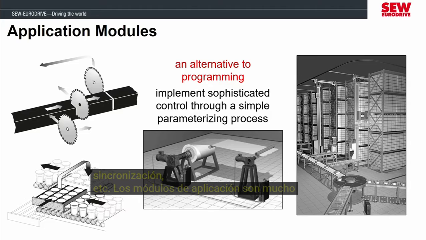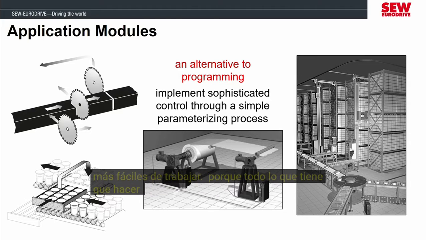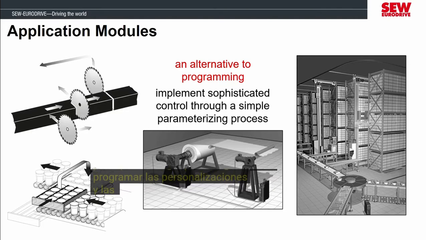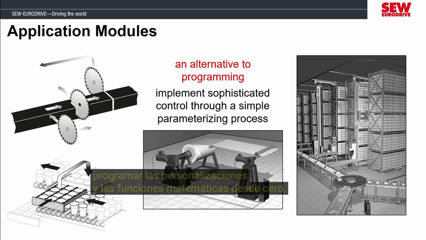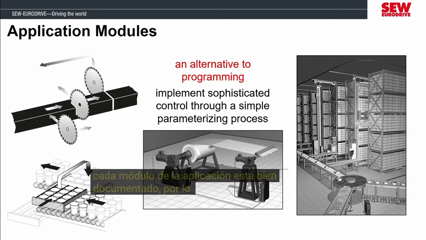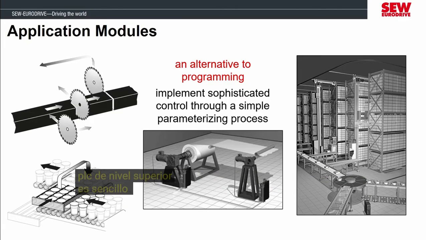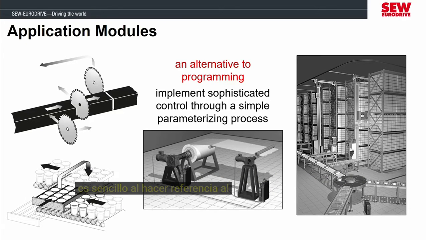The application modules are a lot easier to work with because all you have to do is answer some questions about the application. Then, customized IPOS code is created in the background, so you don't have to figure out how to program the customizations and math functions from scratch. Each application module is well documented, so setting it up and mapping the process data words on the upper level PLC is straightforward by referencing the manual.